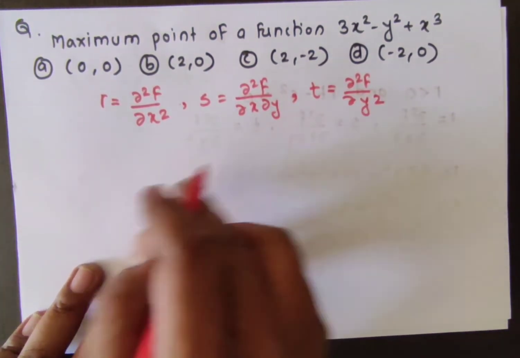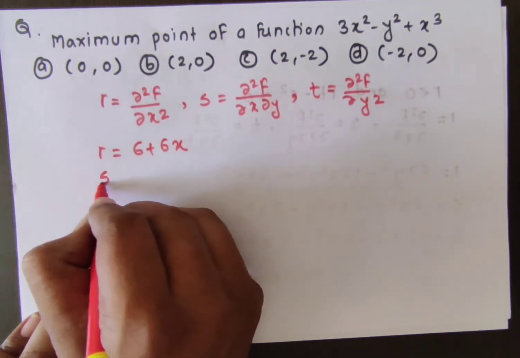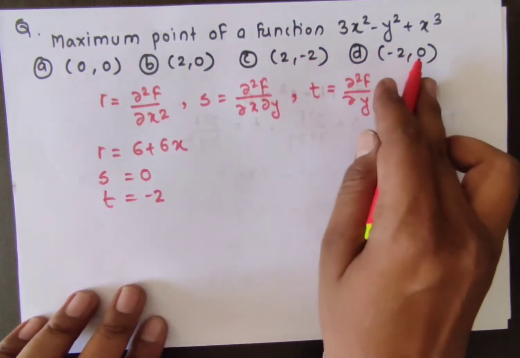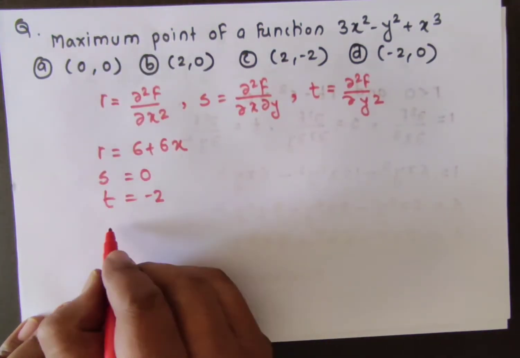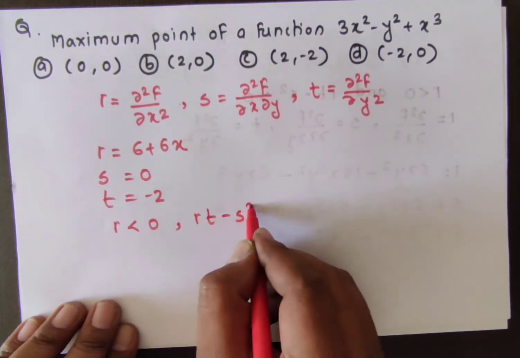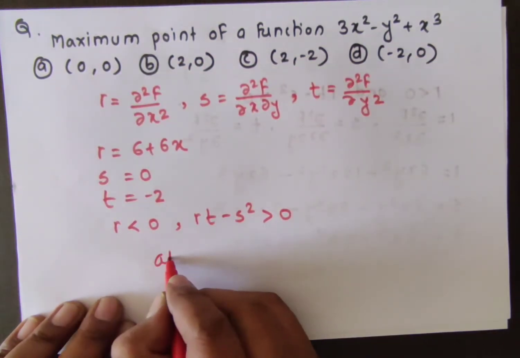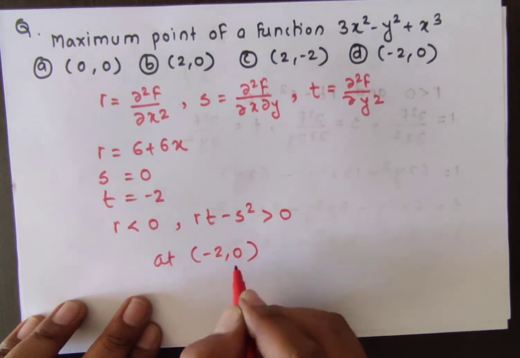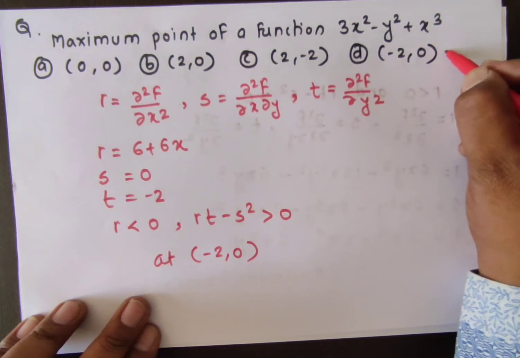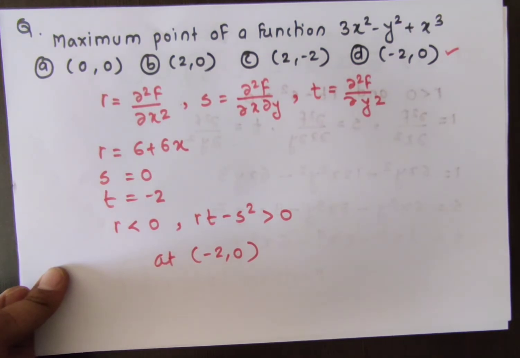Now when we solve this, we get r equal to 6 plus 6x, s equal to 0, and t equal to minus 2. For the maximum, we need to check that r is negative and rt minus s square is positive for all these four points. When we substitute them one by one, at the point minus 2, 0 we get r negative and rt minus s square positive. Therefore, the correct answer is this. Hope you understand the methodology. So let's try another one.